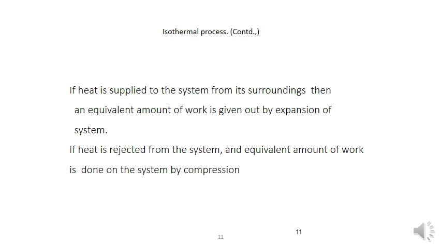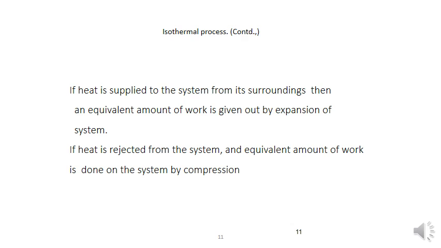If heat is supplied to the system from the surroundings, then an equal amount of work is given out by the expansion of the system. So if we give heat to the system, a certain amount of work is given out by the expansion of the system. Expansion means the volume is increasing. If you are heating the system, the volume of the container is increasing.